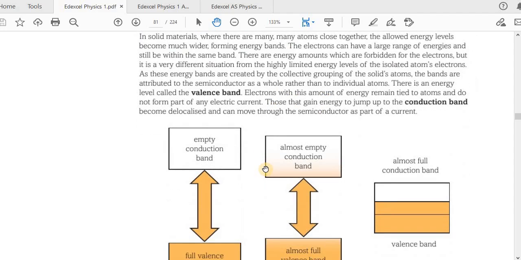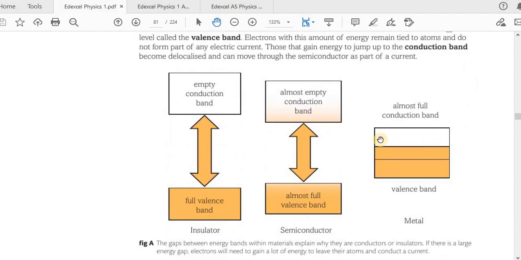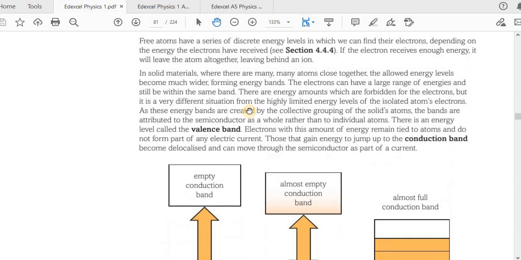Okay, so here we have the energy bands. One is the conduction band and the other is the valency band. We will see those two here. So remember these two bands. The electrons can have a large range of energies and still be within the same band.